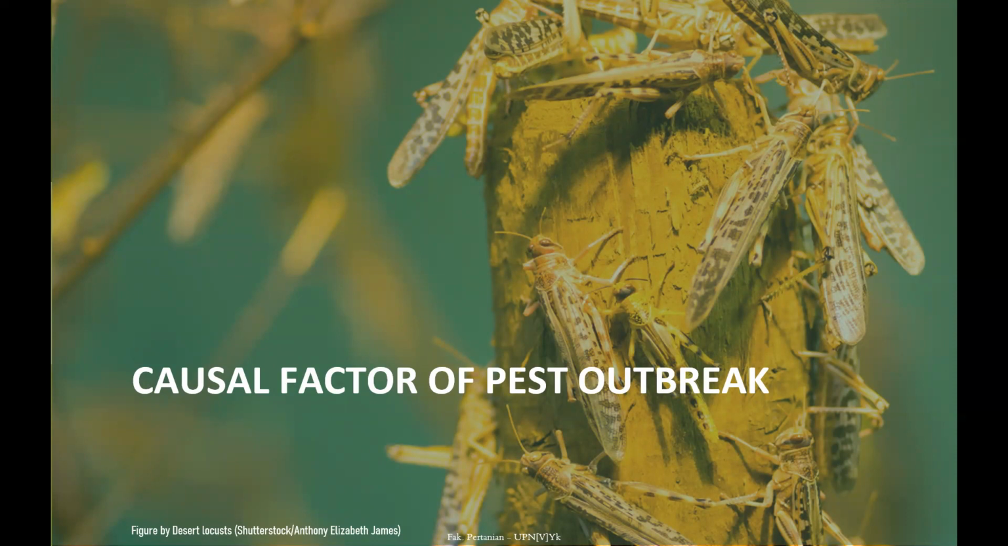Now we talk about causal factors of pest outbreak atau ledakan hama. Kenapa sih bisa ada pest outbreak? Kenapa sih bisa ada ledakan hama di suatu wilayah? Ini akan merugikan satu area atau satu ekosistem pertanian, akan merugikan budidaya. Kenapa kita harus pelajari ini? Harapannya kita bisa mencegah ini.